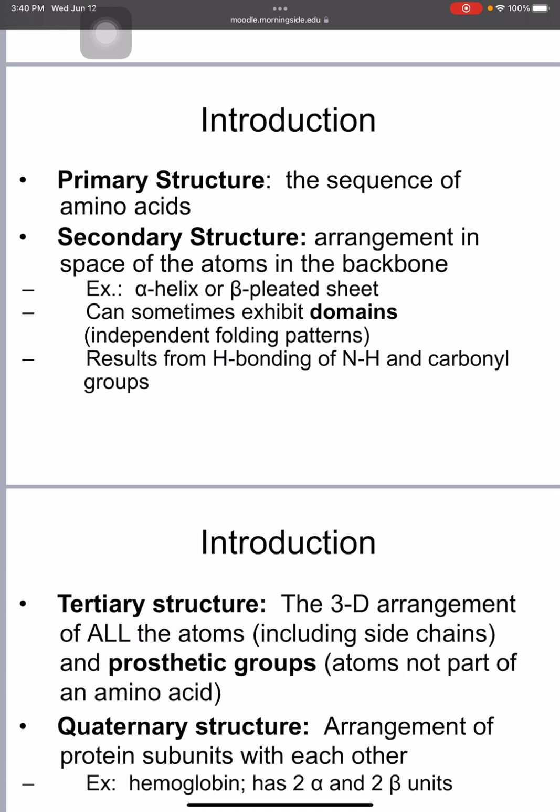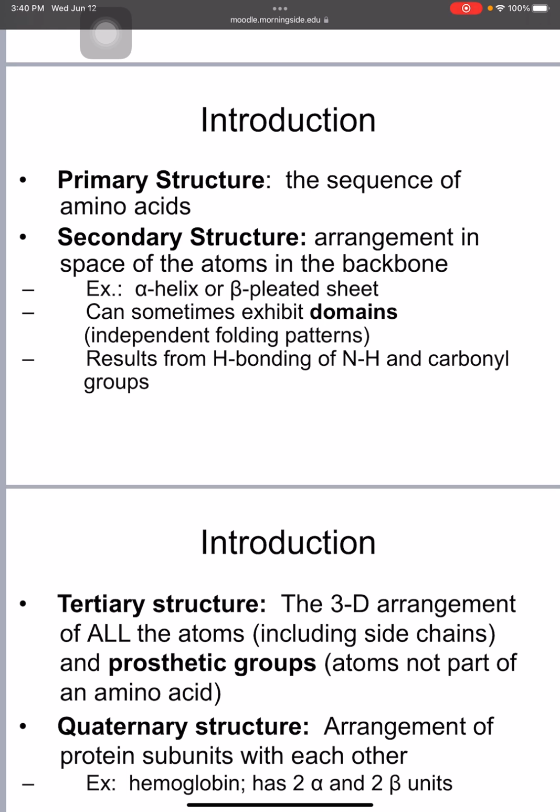All right, the second level is going to be called secondary structure. And this is where we start getting more into three-dimensional arrangements. This is going to be the 3D arrangement in space of the atoms that are in the backbone of your protein chain. So this is going to be, again, your N-terminus, your carboxy terminus, and your alpha carbon. All right, there are several different types of secondary structure.